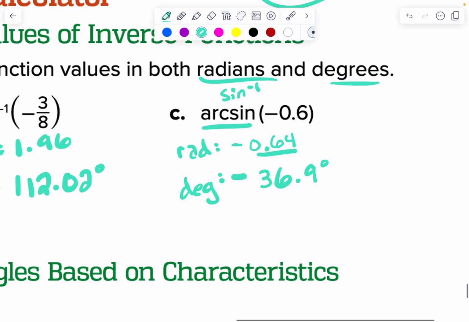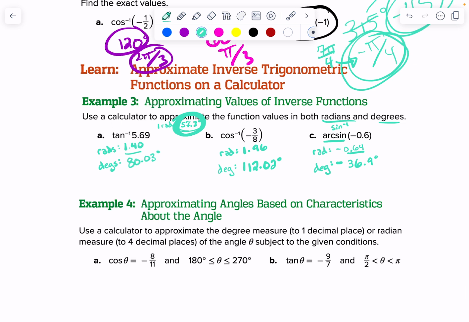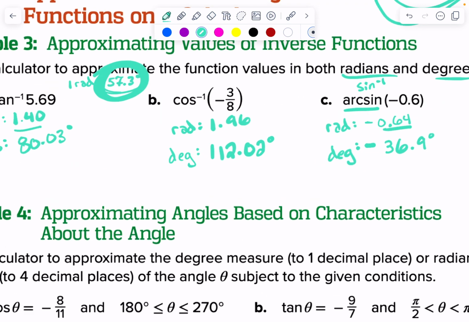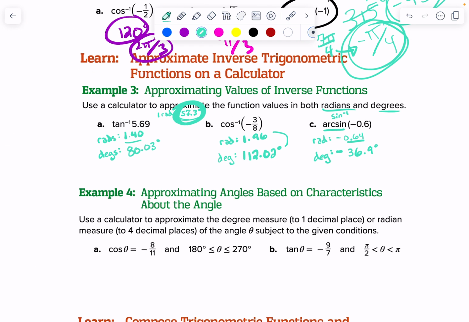Okay, so there you go. Radians, degrees, you're just switching back and forth in your calculator. But I always like to do that little mental check to see, 1 radian is that much, so my degrees should kind of reflect that.